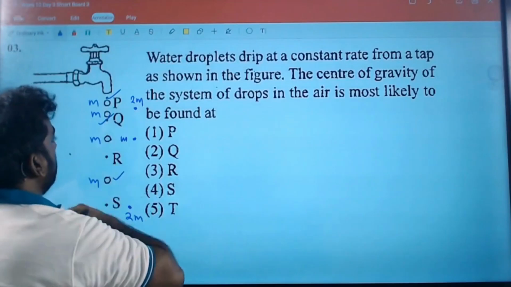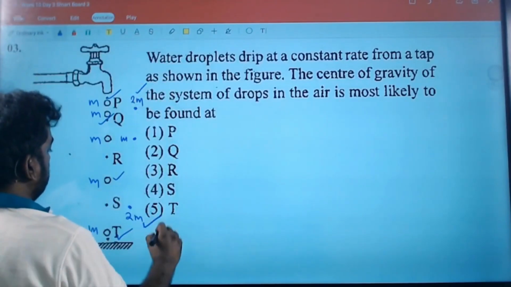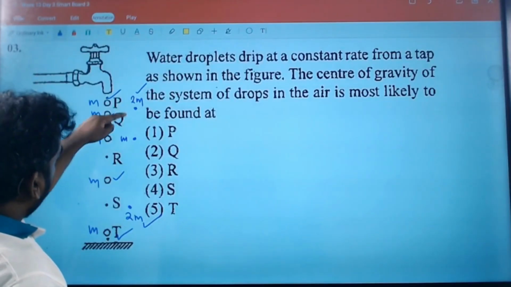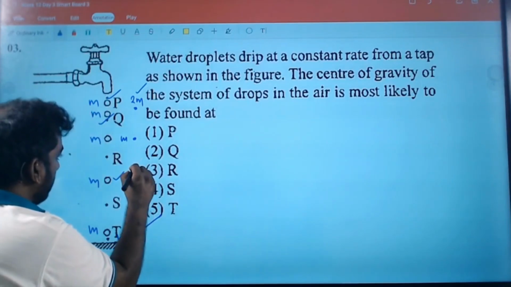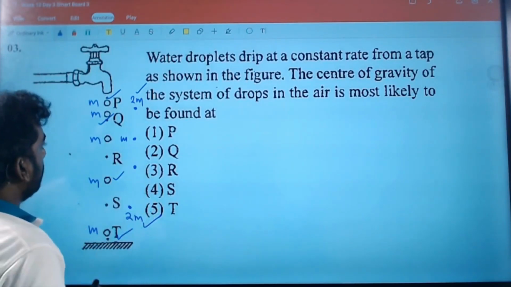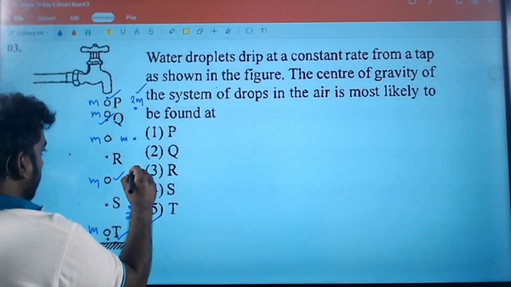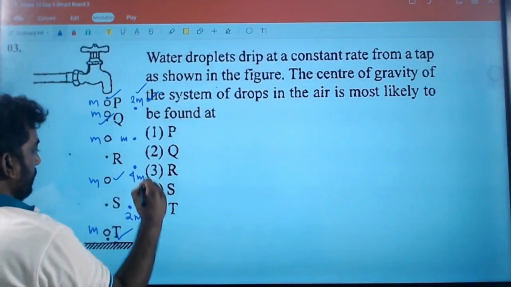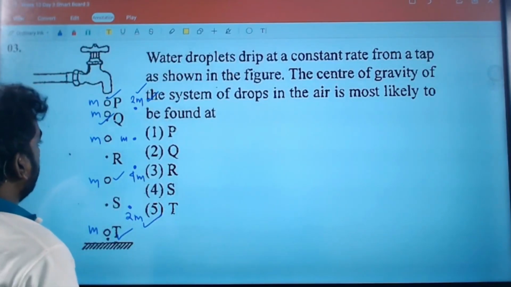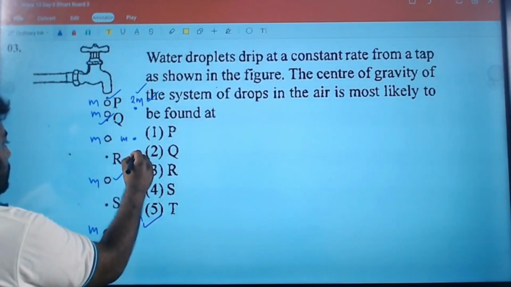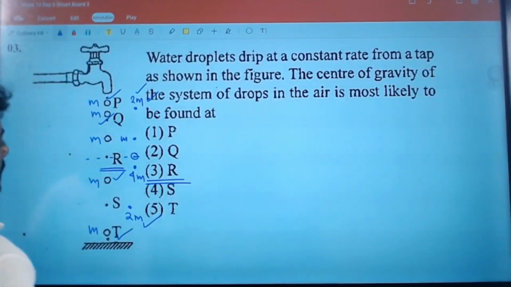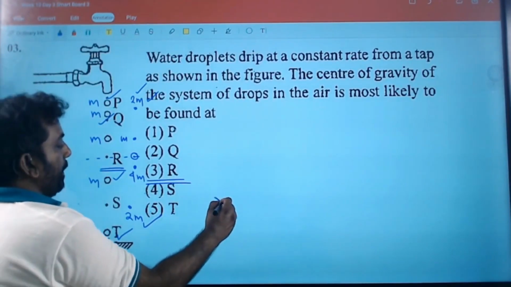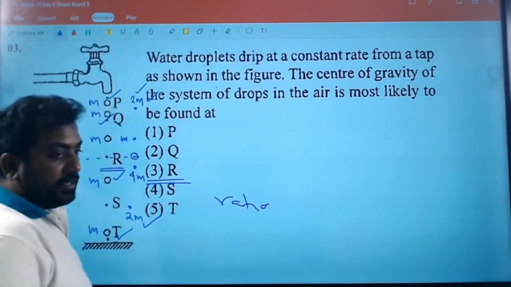Now let me take this mass and this mass. Exactly half, 1:1. Somewhere here. Now what? 4:1 ratio. Center of gravity somewhere there. Correct answer is R. So you are applying what theory? Ratio theory.